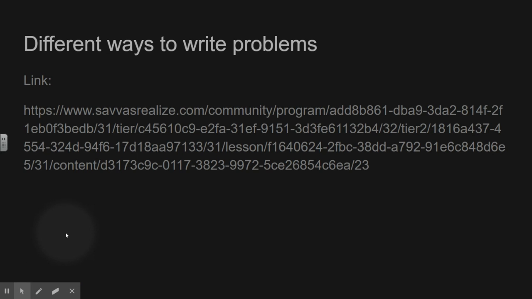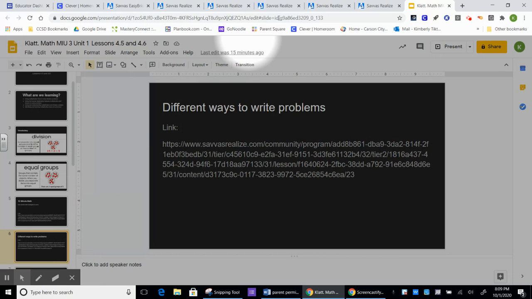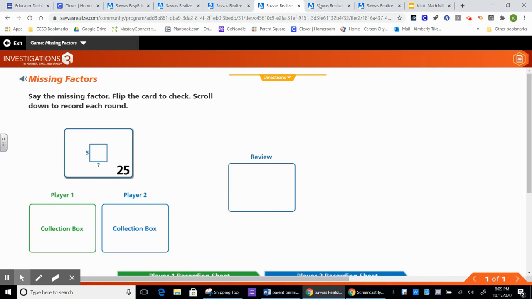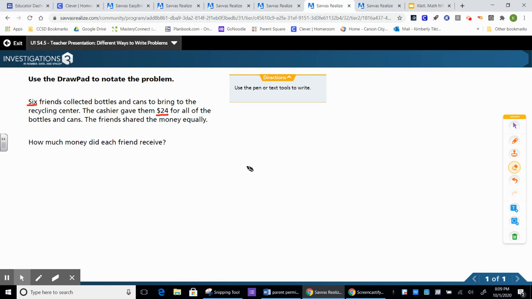Different ways to write problems. We're going to take a look at a problem, and I want you to think about the different ways to solve those problems. So here I have a math problem. I'm going to read it to you. 6 friends collected bottles and cans to bring to the recycling center. The cashier gave them $24 for all of the bottles and cans. The friends shared the money equally. How much money did each friend receive?